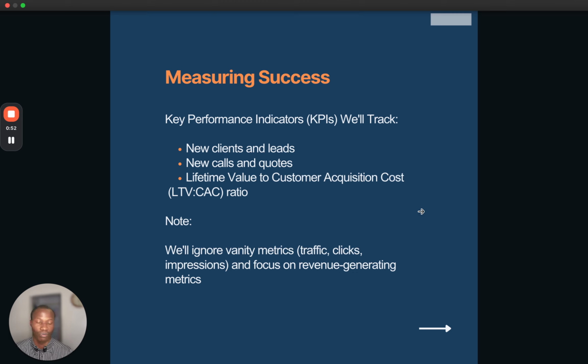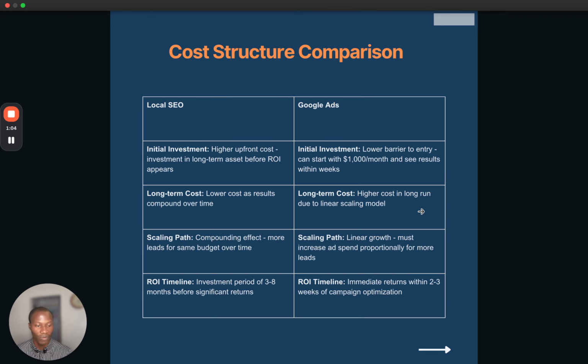And how do you actually generate these revenues? It's by getting new clients, leads, new calls, and quotes, then trying to reduce as much as you spend on ads, so you'll be able to get as much or more revenue for your business.